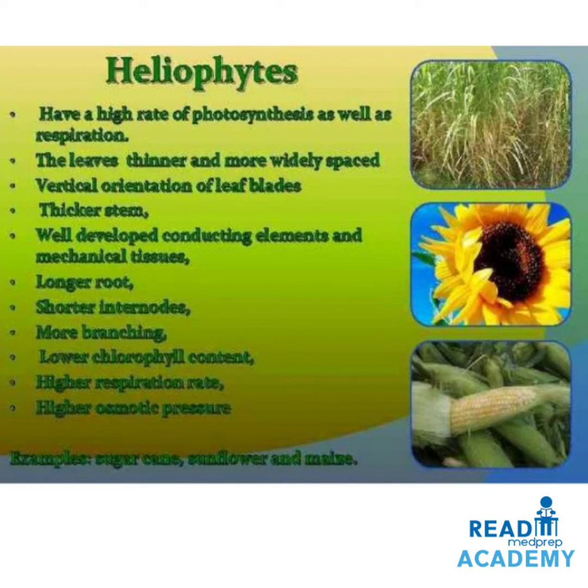Vertical orientation of leaf blades is there. Thicker stem, well-developed conducting elements and mechanical elements. Longer roots, shorter internodes, more branching, lower chlorophyll content, higher respiration rate, higher osmotic pressure. Examples: sugarcane, sunflower and maize.